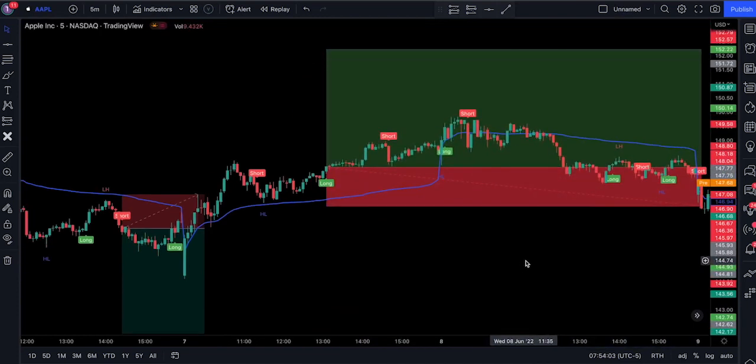Okay traders, I hope you have understood the rules. Now let's move on to the backtesting to find out how well this strategy works in different market conditions.